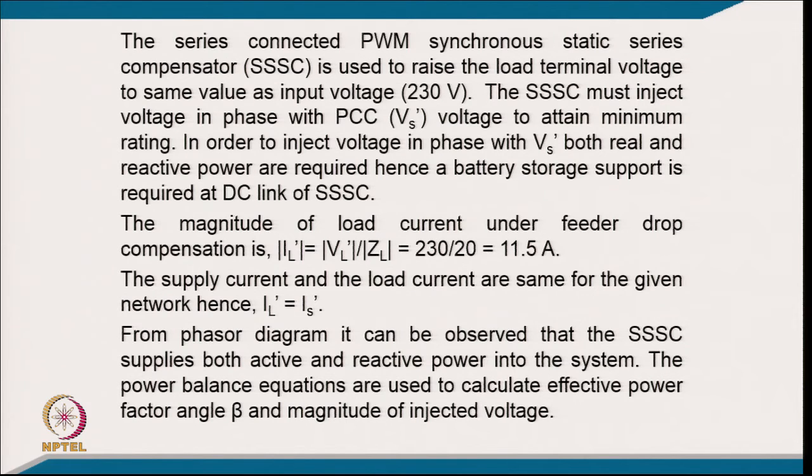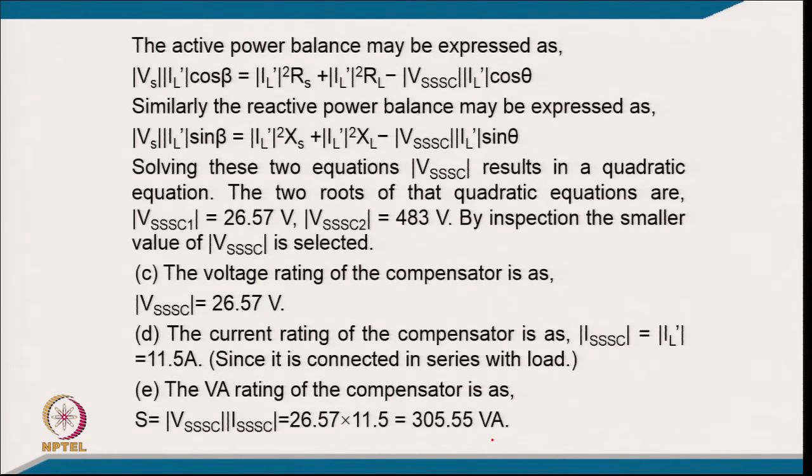So, for the magnitude of the load current, the load voltage is the regulated 230 divided by the load impedance. So, this is the current, 11.5 ampere, and the load current and the source current are the same, 11.5 ampere. From the phasor diagram it can be observed that the SSC supplies both active and reactive power into the system, and the power balance equations are used to calculate the effective power factor angle and beta and the magnitude of the injected voltage.